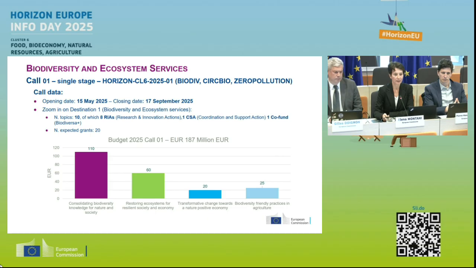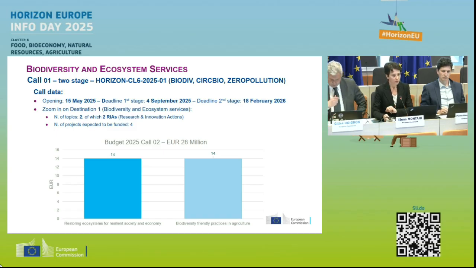187 million distributed according to what you see on the slide, 110 million for consolidating biodiversity knowledge for nature and society, 60 million for restoring ecosystems for a resilient society and economy, 20 million for transformative change towards a nature-positive economy, and 25 for biodiversity-friendly practices in agriculture.